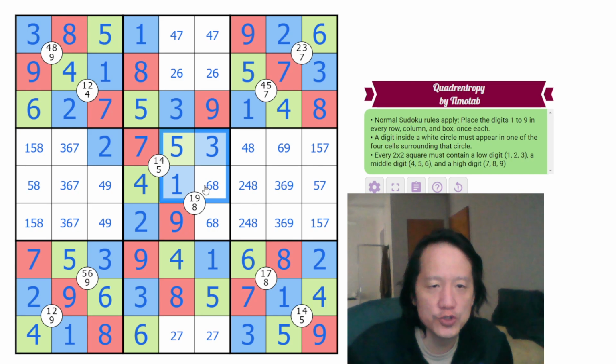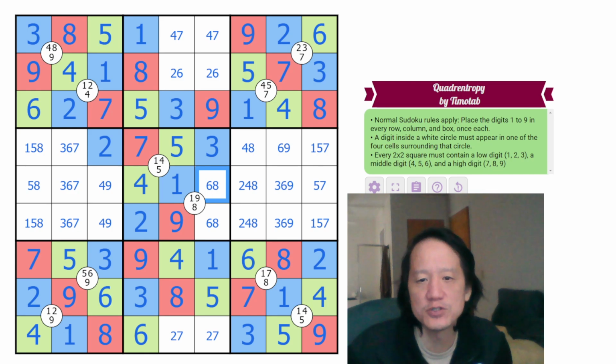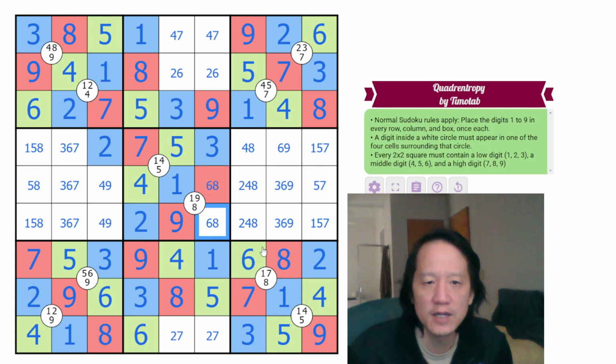We have 2 lows and 1 middle in this 2x2 area. So we're missing a high. Therefore, this is a high. And this must be a middle. Therefore, this is 8 and this is 6. So this can't be 8.